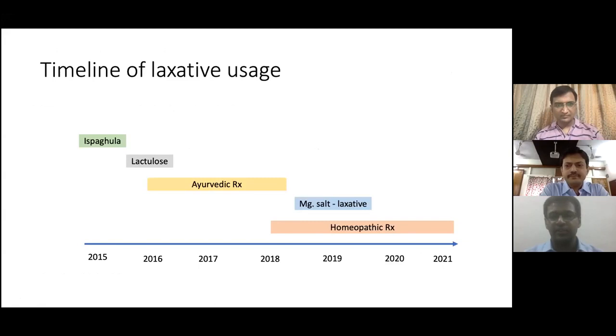This is the timeline of his laxative usage. As I mentioned, he had used isabgol powder initially for some time. Later on, he used lactulose, after which he used Ayurvedic medications. Then he changed over to homeopathic medications. He tried magnesium salt laxatives for some time at the same time. However, he only had a partial response with the same.